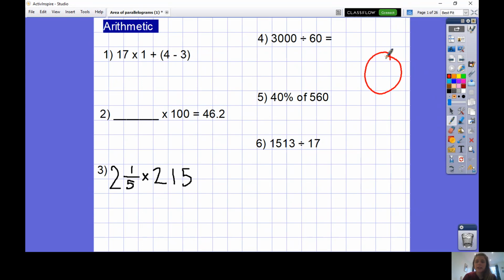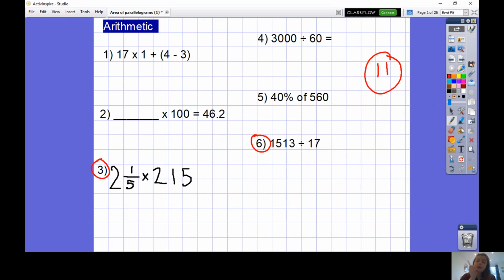So as always, we're going to start the lesson with our morning arithmetic. Please can you pause the video and have a go at these 6 questions. There's a couple of slightly trickier ones in here today, for example, this long division and this slightly harder multiplication of fractions.